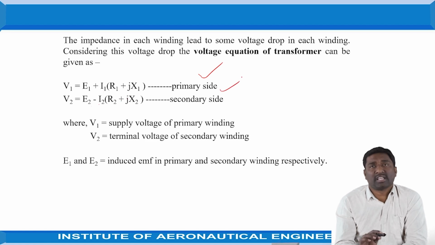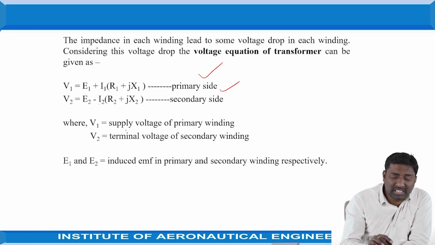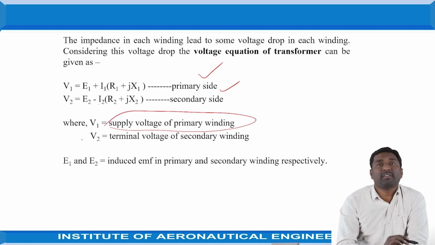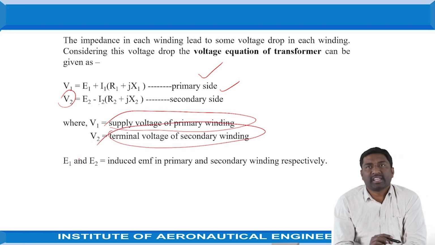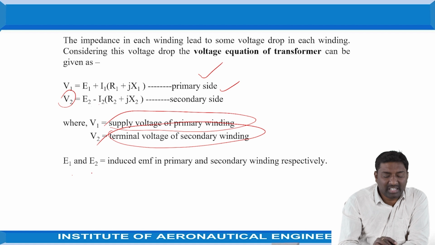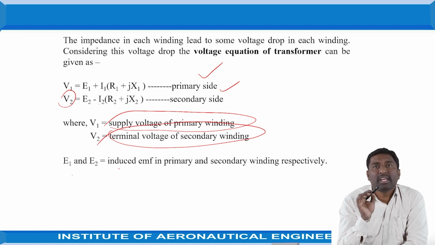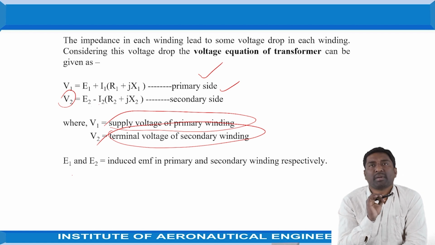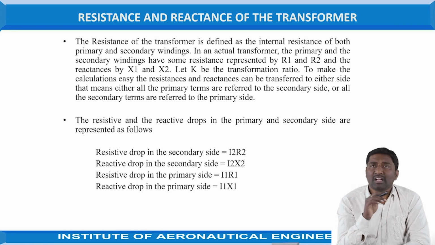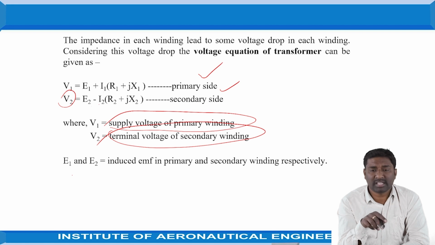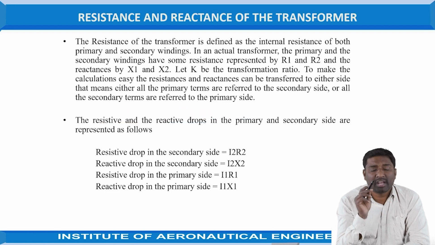This is for the secondary side, where V1 is the supply voltage of the primary winding and V2 is the terminal voltage of the secondary winding, and E1 and E2 are the induced EMF in primary and secondary winding respectively. Okay, so this is about leakage resistance and leakage reactance, and also we are getting the resistance and reactance of the transformer here.